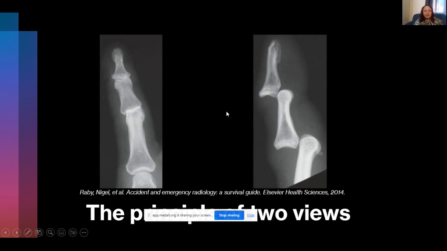So the first lesson is never look at one view. When you're examining a bone or a joint, you have to check two views because some significant abnormality may be totally occult on one view.